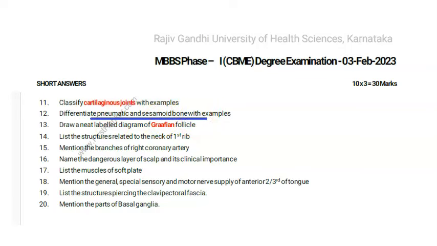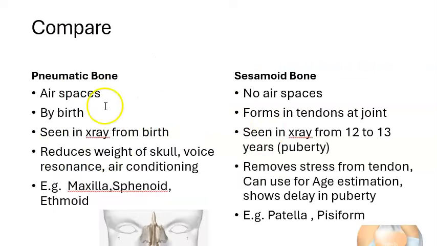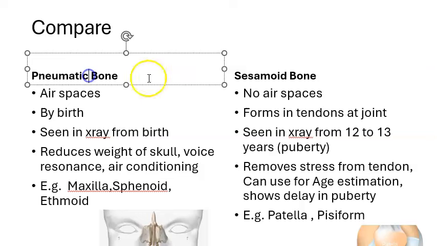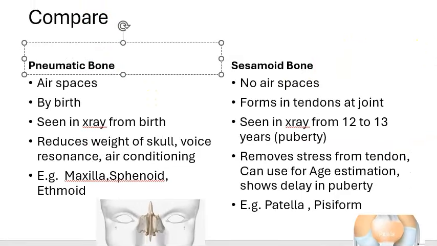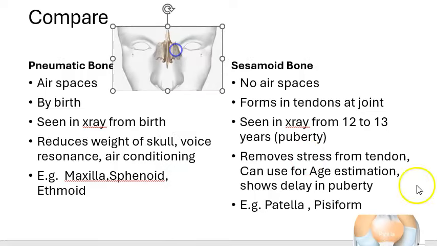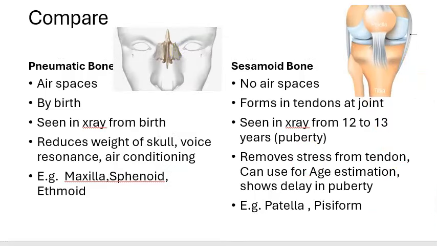Differentiate pneumatic and sesamoid bone with examples. Okay, let's do this. Pneumatic bone means what? Scroll down a little. I'll just arrange this image here. Pneumatic bone and sesamoid bone, they want you to compare. Both are bones, that much you know. Pneumatic bone means it has air space. So you can see here, this is what? Maxilla. So it has air space, so it will make your head light, right? And it will also allow some circulation of air, and it will allow some voice resonance. So that is the whole point of pneumatic bone.